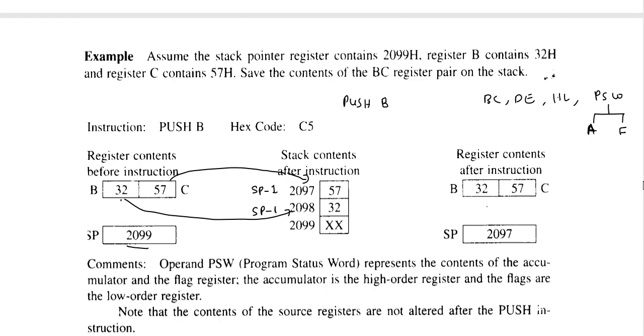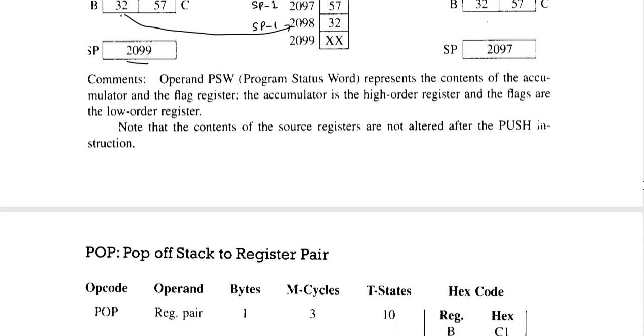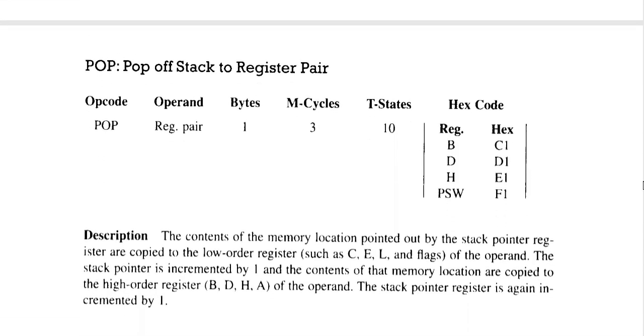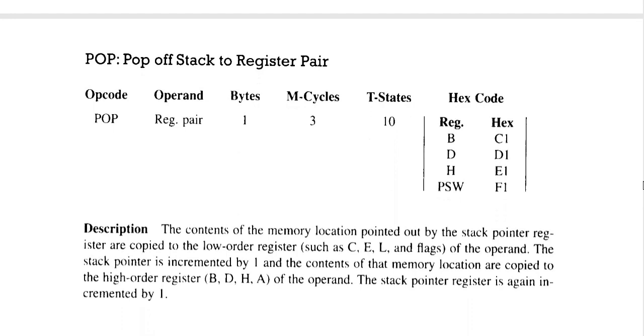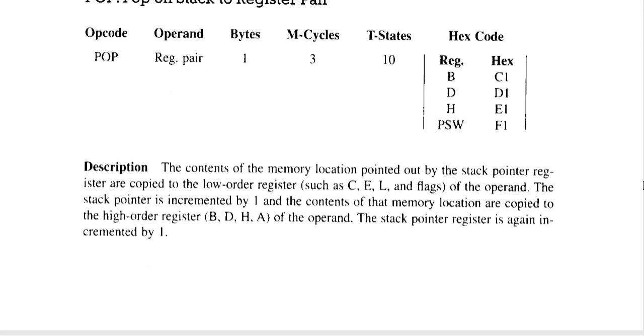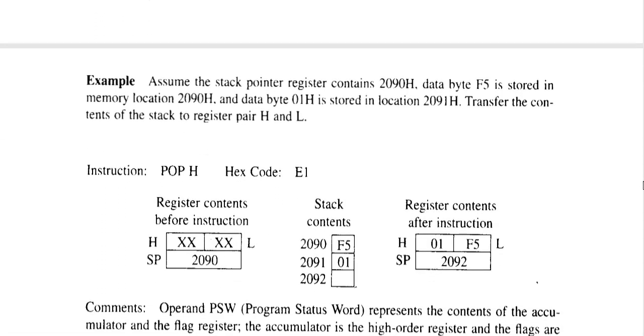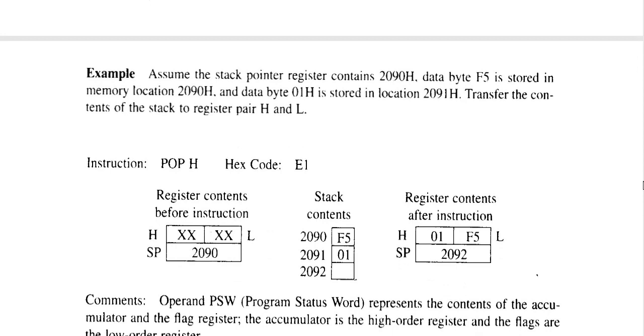And for this, we will use the pop instruction. So in the next topic, we will see how the pop works. Pop is basically retrieving the value from the stack. How it is retrieving the value, we will see from the example. For example, if we write pop H, pop again works with the register pair.